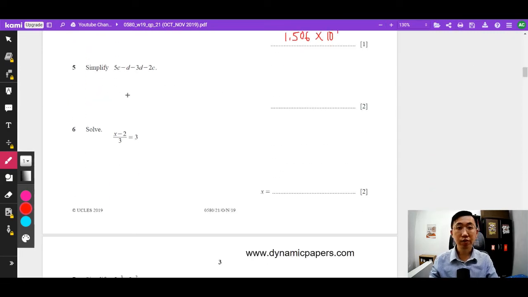Simplify. So to simplify, we combine the like terms. 5c minus 2c, that will be 3c. And then minus d minus 3d, that will be minus 4d. So I'm going to log in one more time, and I think that will be great. That will be the answer over there.